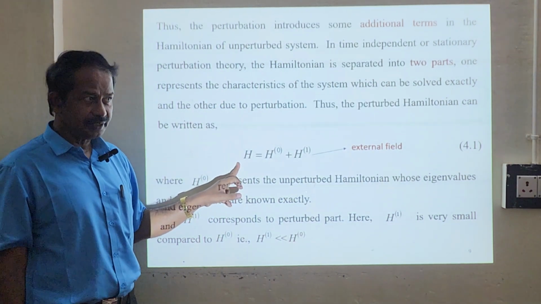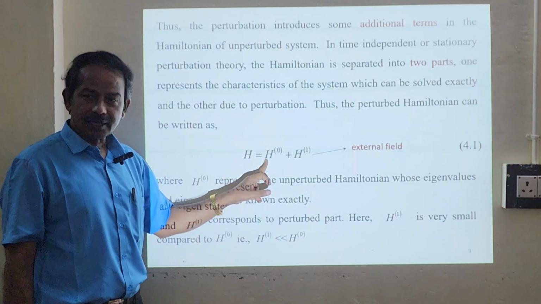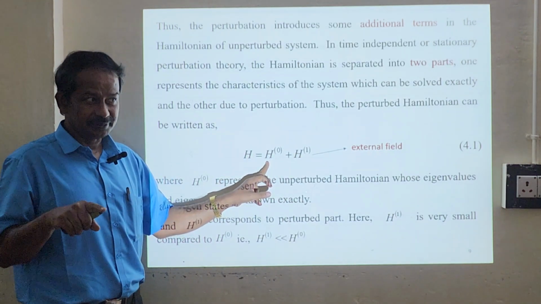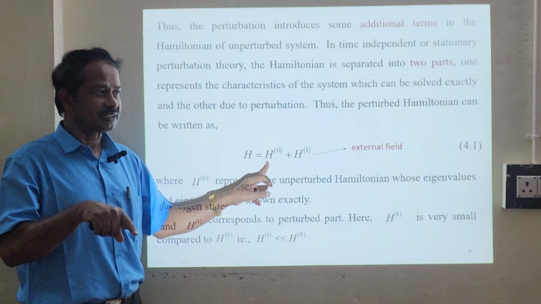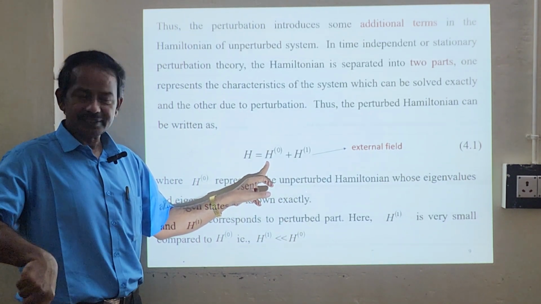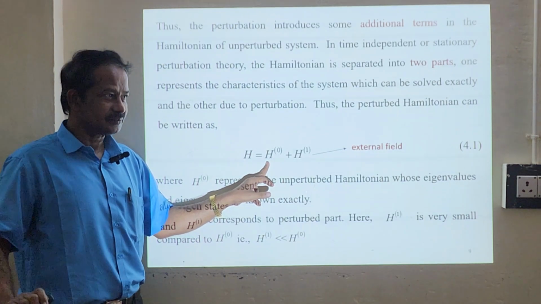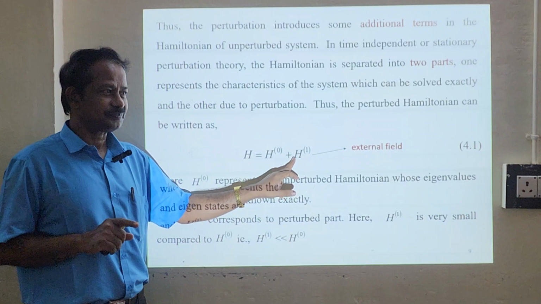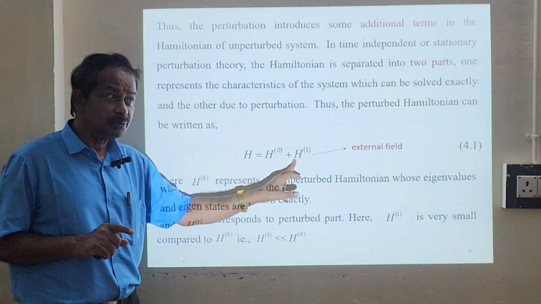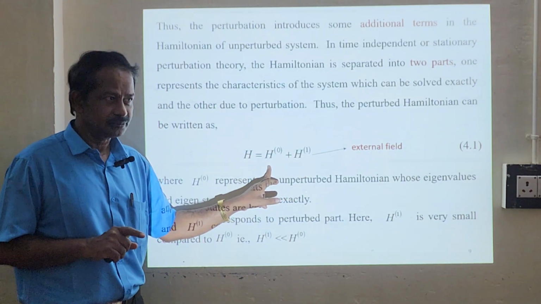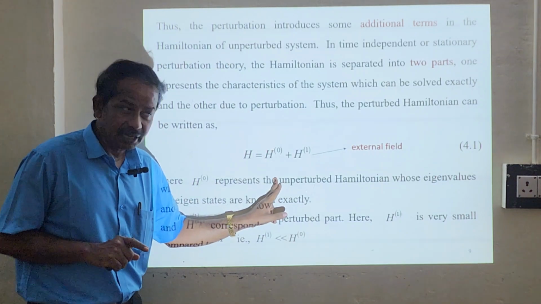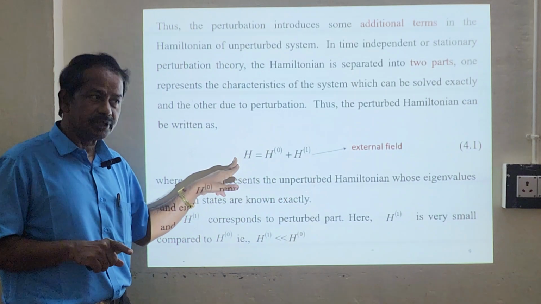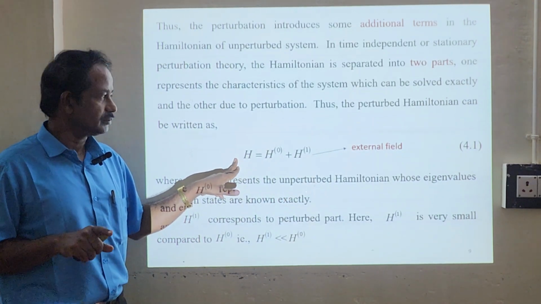We have the total Hamiltonian, which is equal to H0 plus H1. H0 is the unperturbed Hamiltonian, for which we have the solution. Apply the Schrödinger equation, get the energy eigenvalue, get the wave function. This will be the unperturbed Hamiltonian, and this will be the perturbed Hamiltonian. We are going to add these two, and that will be your total Hamiltonian.